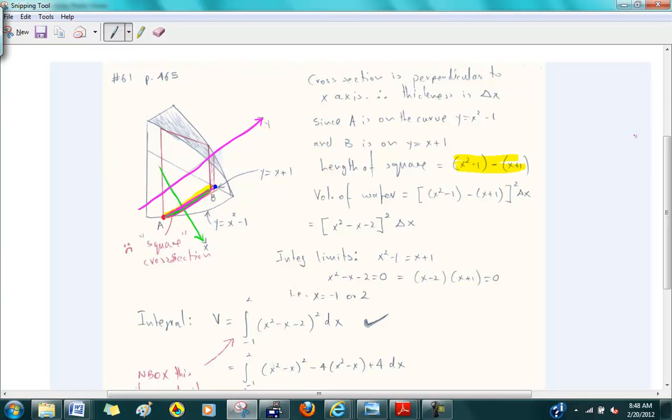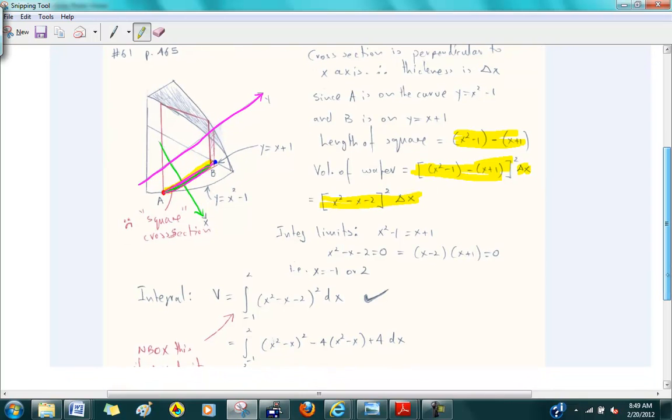The volume of the wafer, again, is going to be the side squared, so it's going to be this thing squared times the width of the wafer. And if you reduce this and do some simple algebra, you get this as the volume of the wafer, and then we need to find the integration limits.